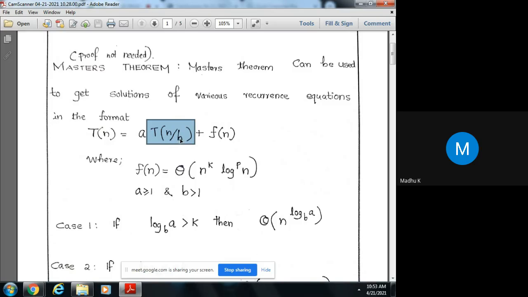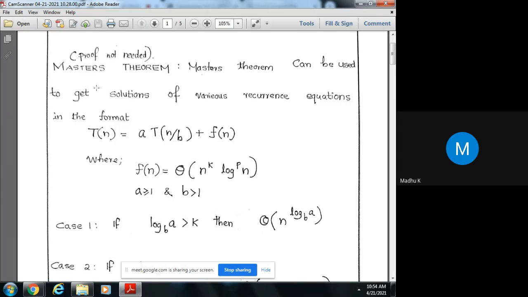Divide and conquer algorithms. So for solving dividing functions, that is T of n by b, we can use master theorem, like merge sort, quick sort, etc. So we can use master theorem for solving and analyzing that type of algorithms. Okay, so this is about the significance of master theorem.